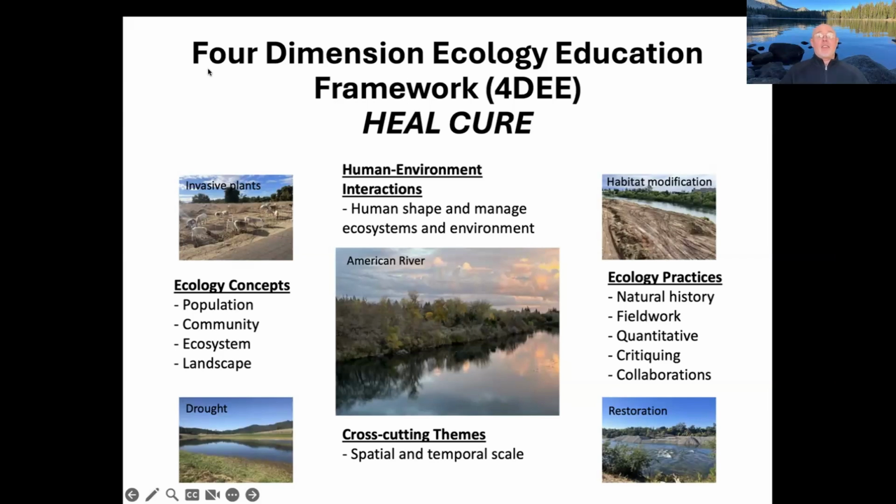And the key point here is that humans shape and manage ecosystems and environments. And I have pictures of different aspects of the environment along the American River as it pertains to this HEI. So this includes invasive plants. Of course, we experience droughts periodically, habitat modification, which I'll talk about a little bit more. And then, of course, there's habitat restoration, which I'll also talk about a little bit more.